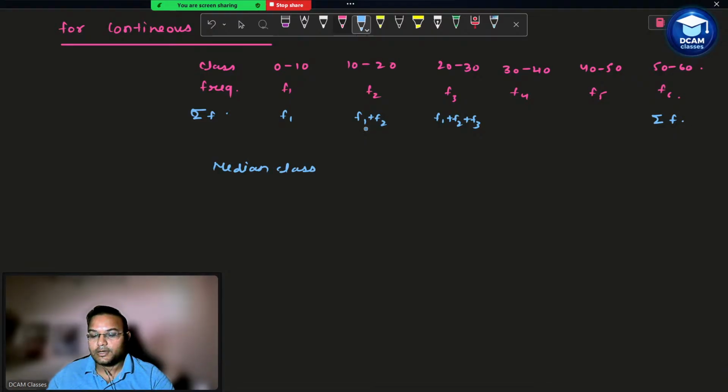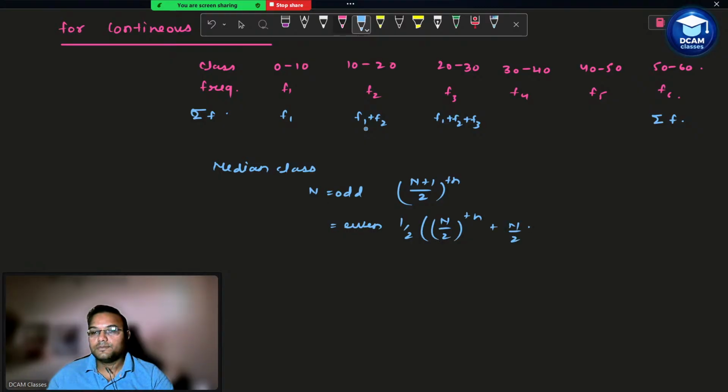You have to find the value of n. For n odd, you will use n plus 1 by 2, and for n even, it will be n by 2 and n by 2 plus 1. That you already know. It's not new to you because we have learned this one earlier.